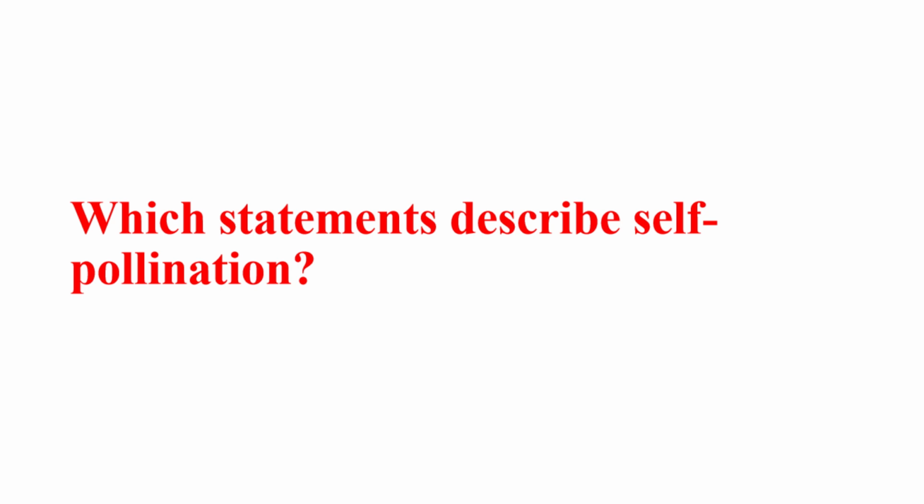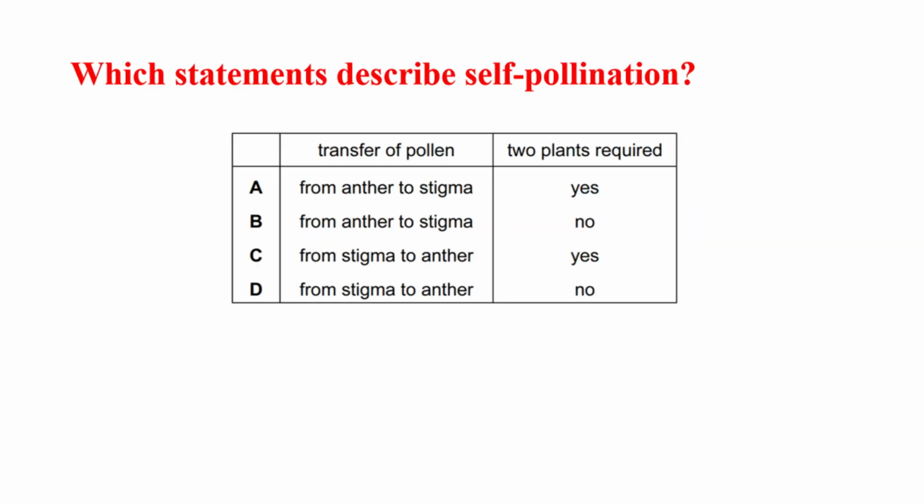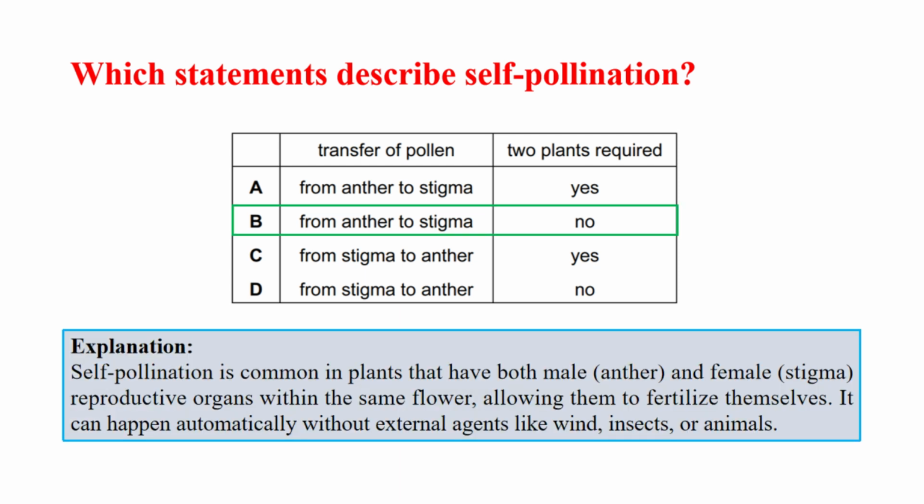The next question is, which statement in the table describes self-pollination? Let's look at the options. Option A. Transfer of pollen from anther to stigma, and 2 plants are required. Option B, transfer of pollen from anther to stigma, but 2 plants are not required. Option C, transfer of pollen from stigma to anther, and 2 plants are required. Option D, transfer of pollen from stigma to anther, but 2 plants are not required. The correct answer is option B.